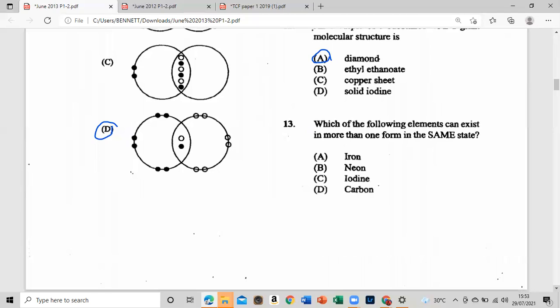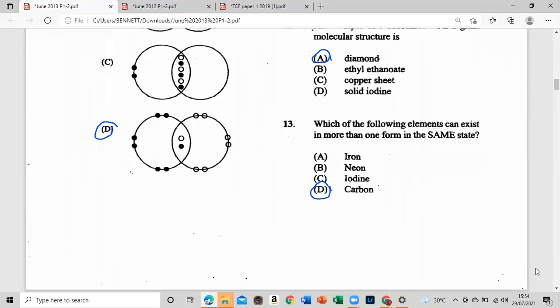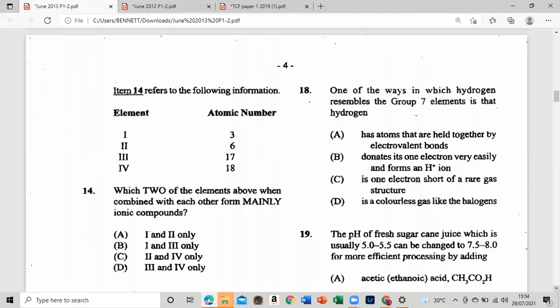Number 13. Which of the following elements can exist in more than one form in the same state? Is it iron, neon, iodine, or carbon? And that should be carbon. We did this earlier. Guys, I'm actually running through this without the answer sheet. So you guys should be doing the same if you have watched the 2 previous videos.